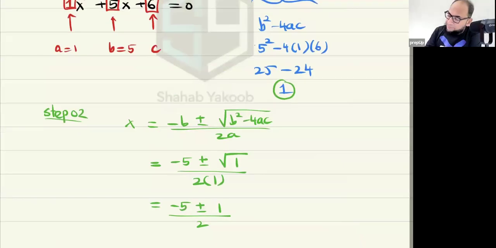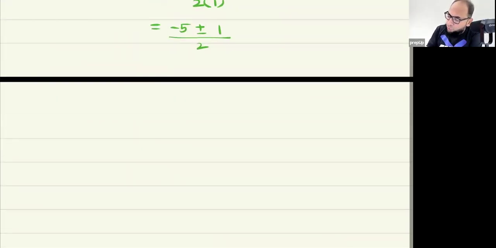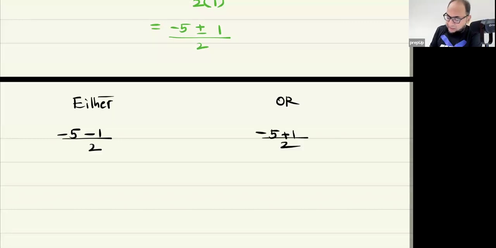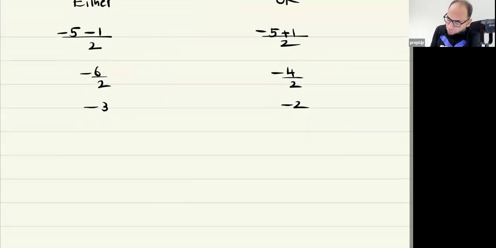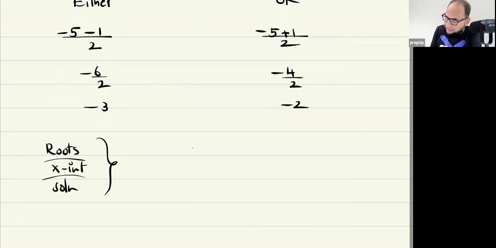Now let me add a page over here. So we will write either, we will write or, minus 5 minus 1 divided by 2, minus 5 plus 1 divided by 2. These are the two possibilities. Negative 6 over 2 comes out to be negative 3. Negative 4 over 2 comes out to be negative 2. So therefore the roots, the x-intercepts, the solution of the equation are negative 3 and negative 2.